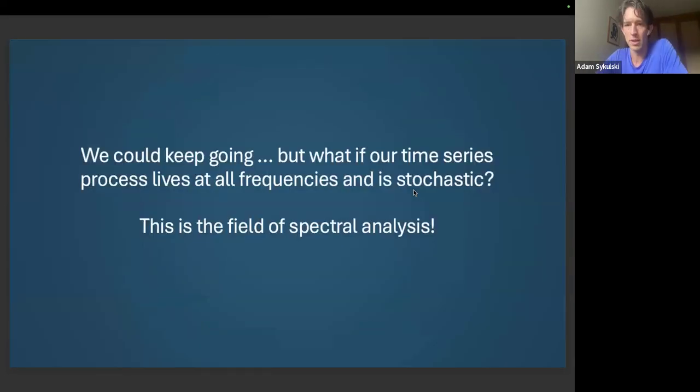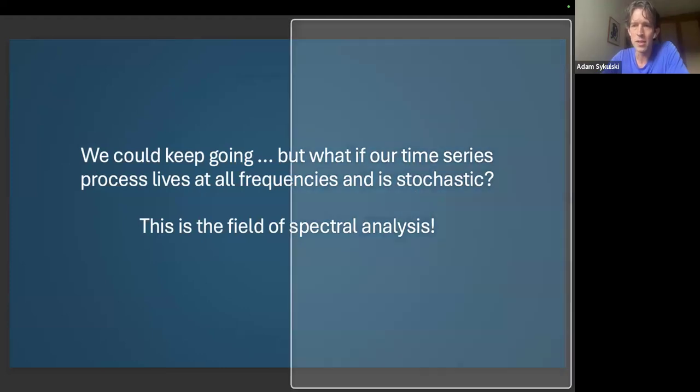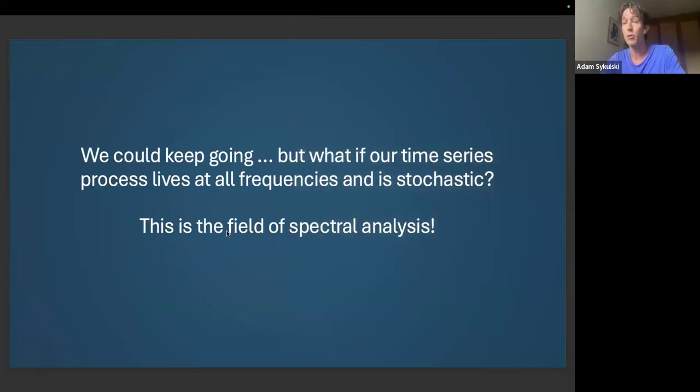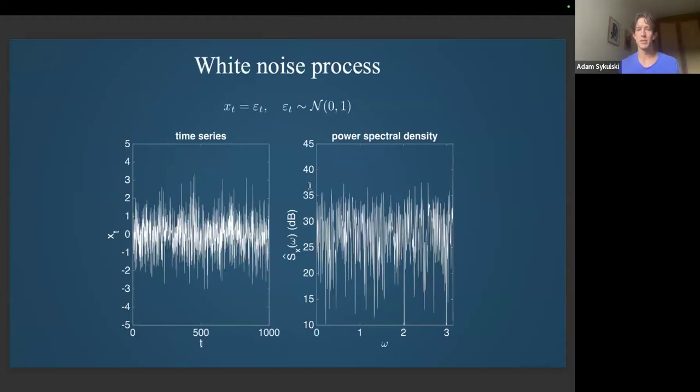We could keep going with this idea, but what if our time series process lives at all frequencies and is in some sense stochastic? Well, this is the field of spectral analysis. So now let's imagine something that is noisier. The basic thing we could start with is a white noise process.